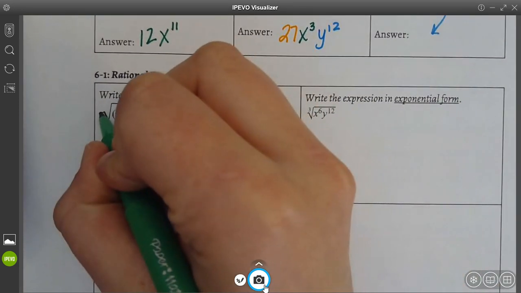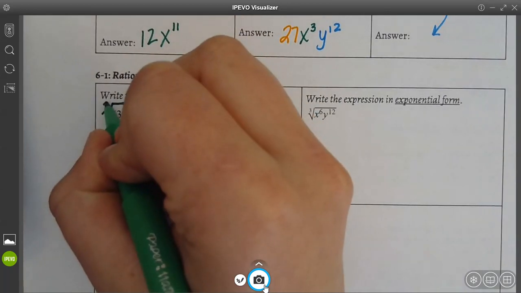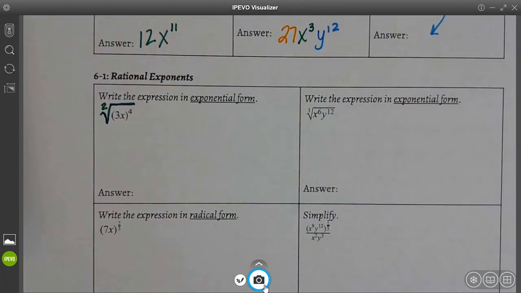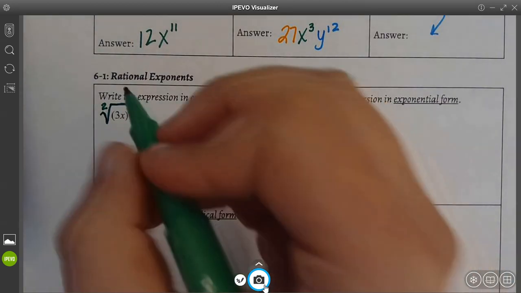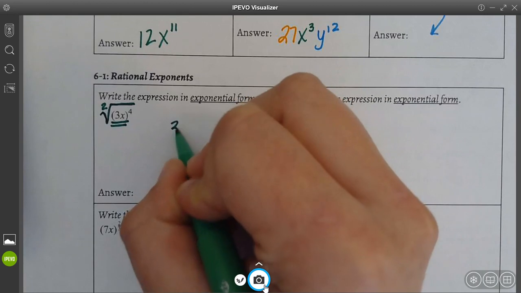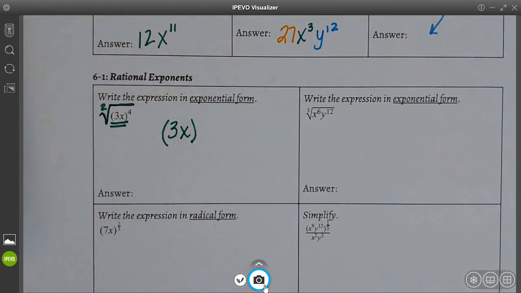One thing we need to remember first is that when we're taking the square root of a problem, there's a little invisible number here of 2. The square root implies you're taking the second root of something. So we're going to take the base of the exponent, which is 3x, and it's grouped together in parentheses, so we're going to keep it grouped together in our parentheses.